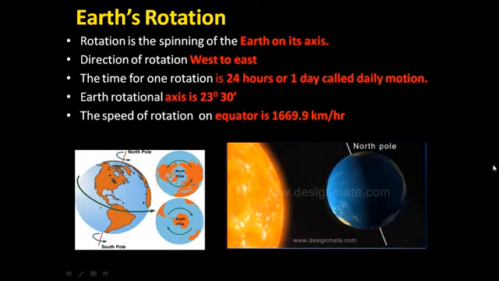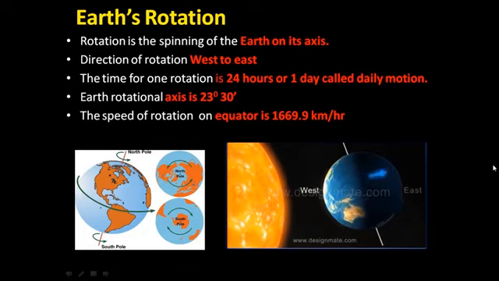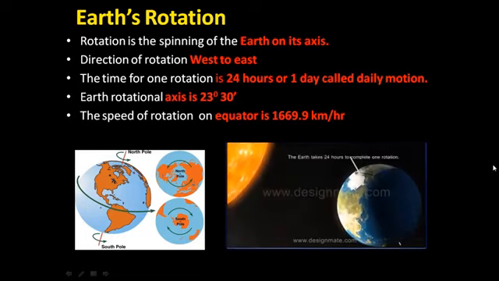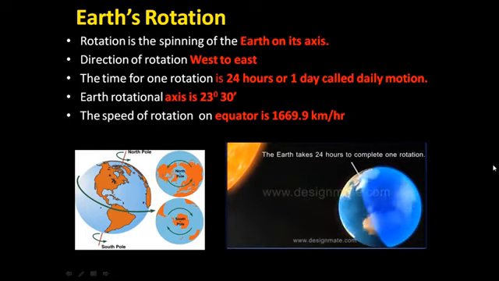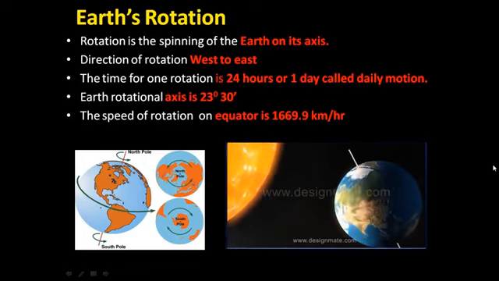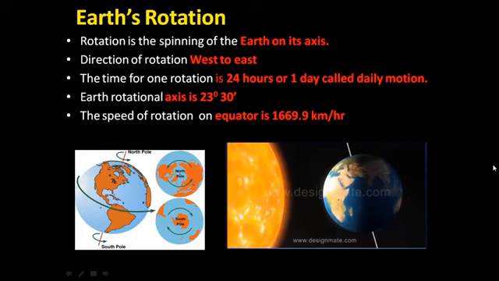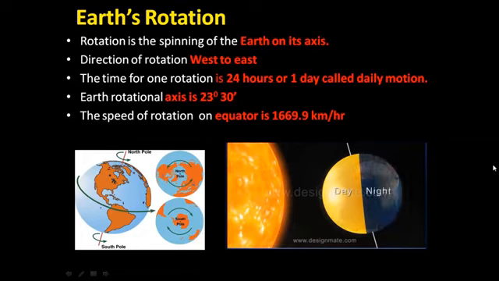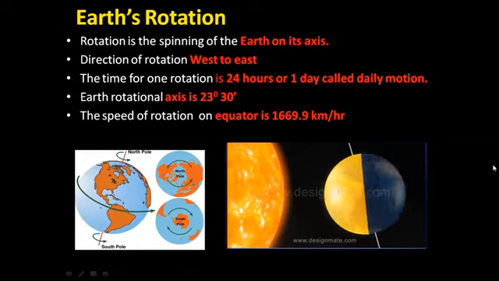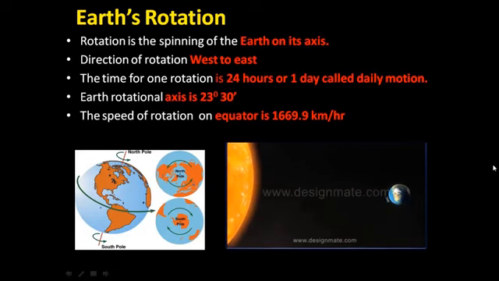Tilt of axis, 23 degrees 30 minutes. North Pole and South Pole connected. Earth takes 24 hours to complete one rotation. The part facing toward the Sun will experience day, and the part not facing toward the Sun will experience night. In this manner, Earth's rotation gives us day and night.